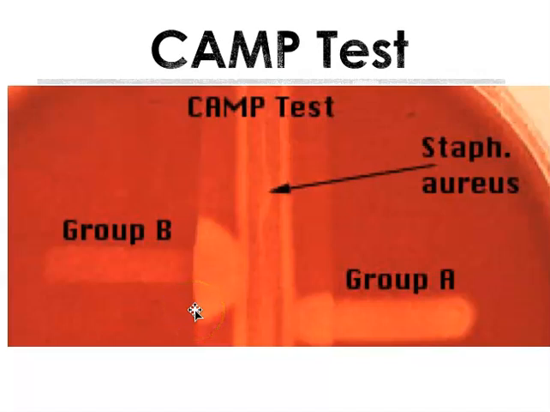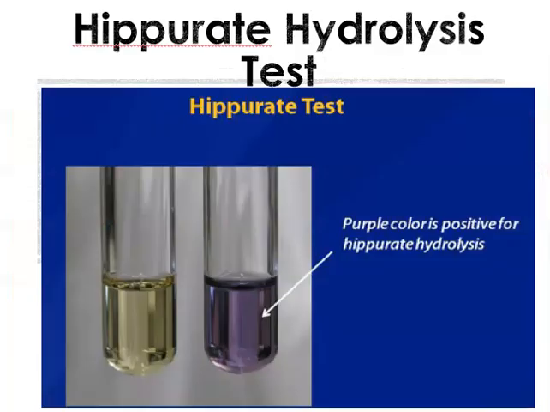We have to incubate it overnight, and when we come back the next day, we're looking for this arrowhead of hemolysis, is what they call it. So if you've got an organism that produces that arrowhead of hemolysis up against your staph, we can identify that as group B strep. Group A is negative. It's not got that big arrowhead of hemolysis. The hippurate hydrolysis liquid test: purple is considered a positive result for that one.